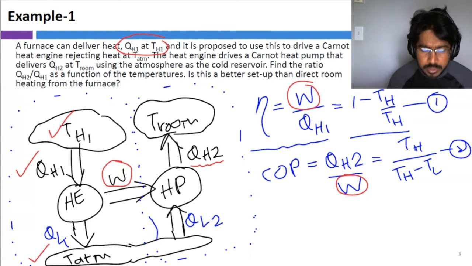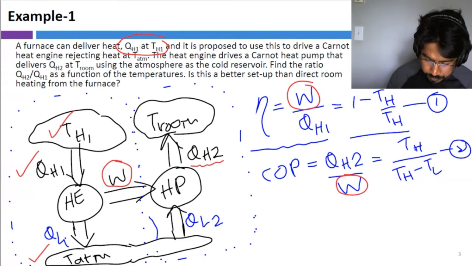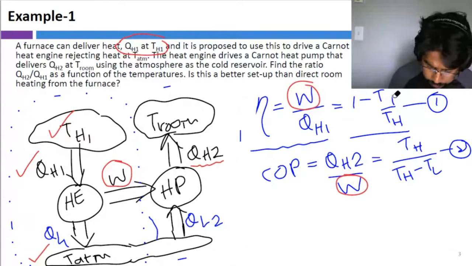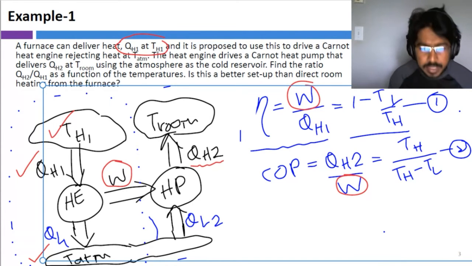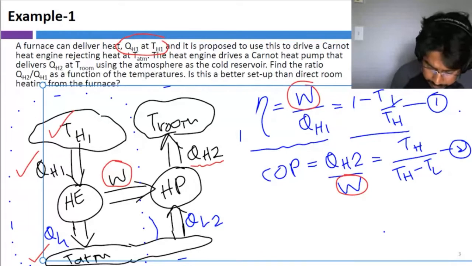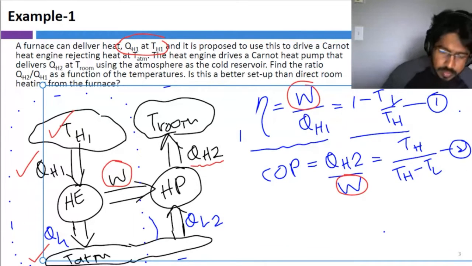So anything not clear about this solution? Anybody having issues understanding it? Any challenges? Sorry, here there's some typo. This should be TL divided by TH, and for TL and TH you have to substitute, right? Let's go to the next page, and then it has the answer.